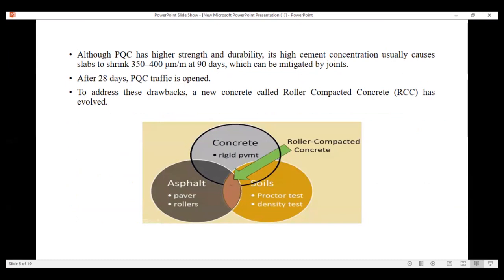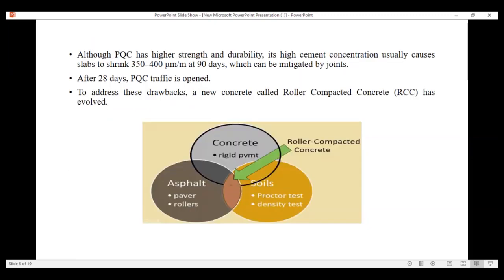That's why, to address these drawbacks, we suggest a special concrete that is called roller compacted concrete. This roller compacted concrete is mostly designed for pavements and dams, but earlier it was mostly suggested for low traffic pavements.